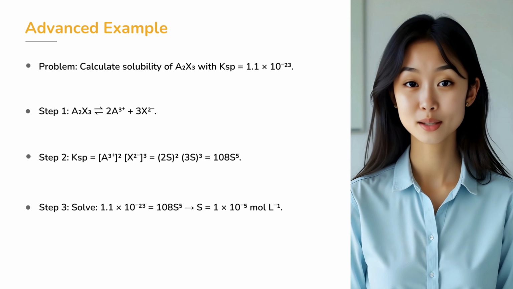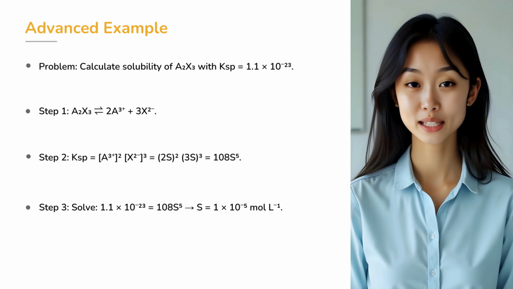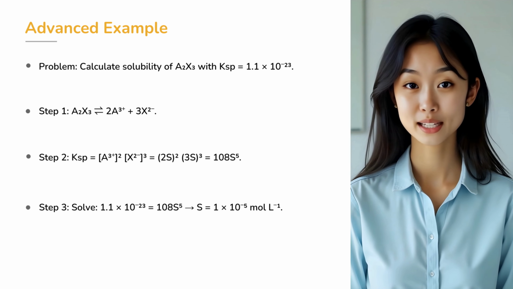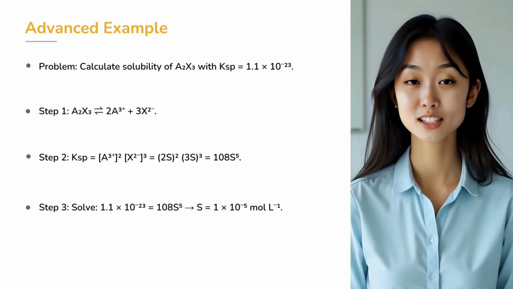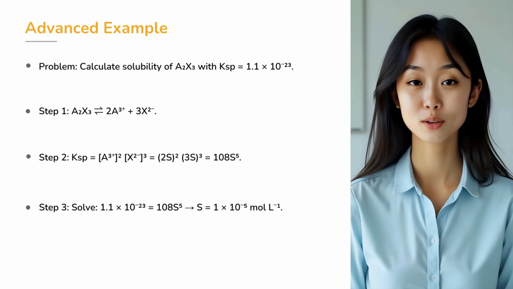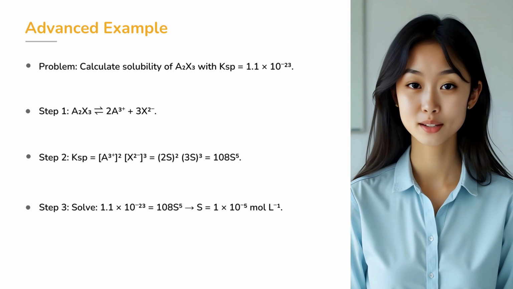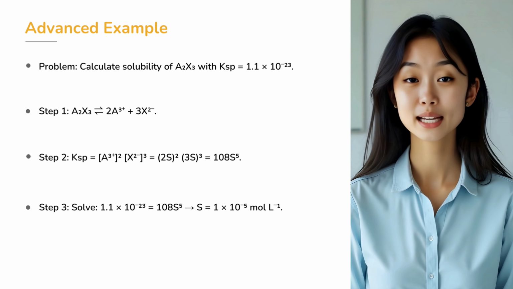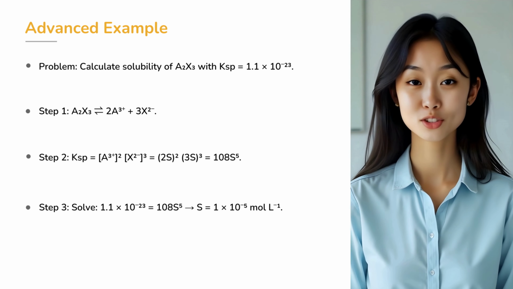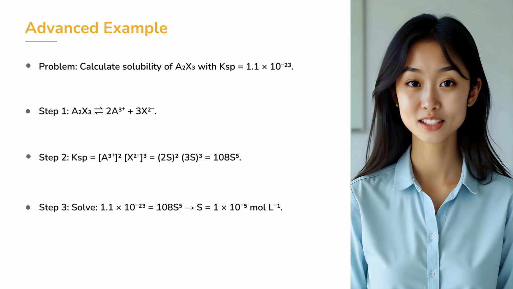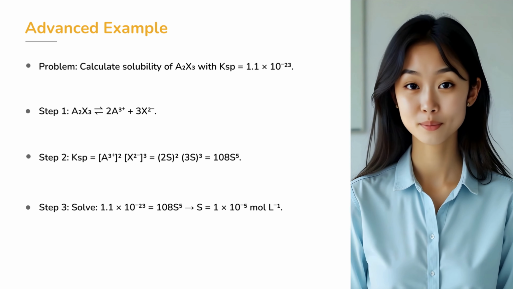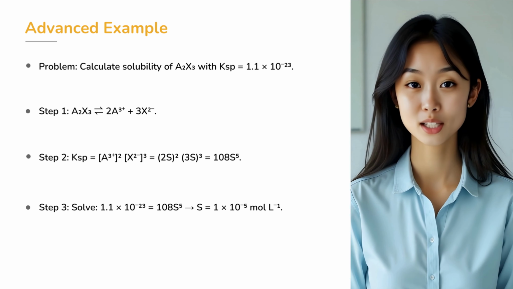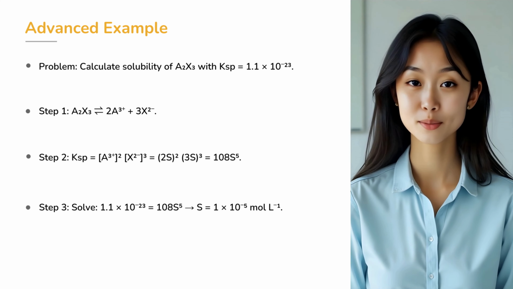Substituting into the solubility product expression, we get KSP equals open bracket 2S close bracket squared multiplied by open bracket 3S close bracket cubed. That simplifies to 108 S to the power of 5. So we have 1.1 times 10 to the power of minus 23 equals 108 times S to the power of 5. Solving this, S equals 1 times 10 to the power of minus 5 molar. This step-by-step method highlights the importance of correctly applying the stoichiometric coefficients when writing the KSP expression.